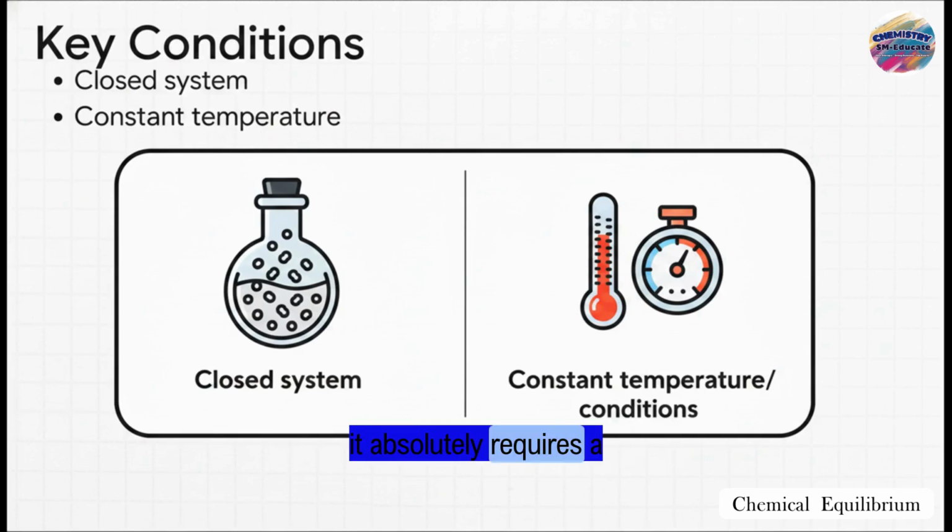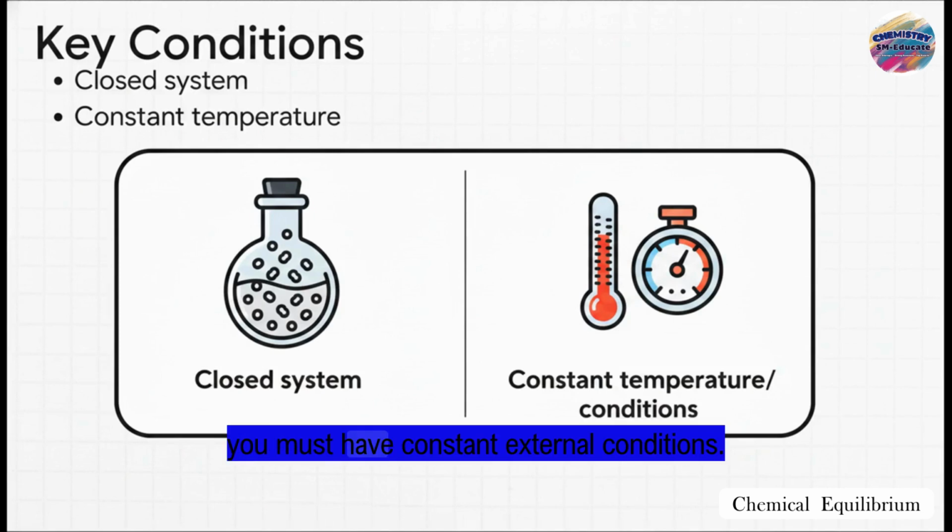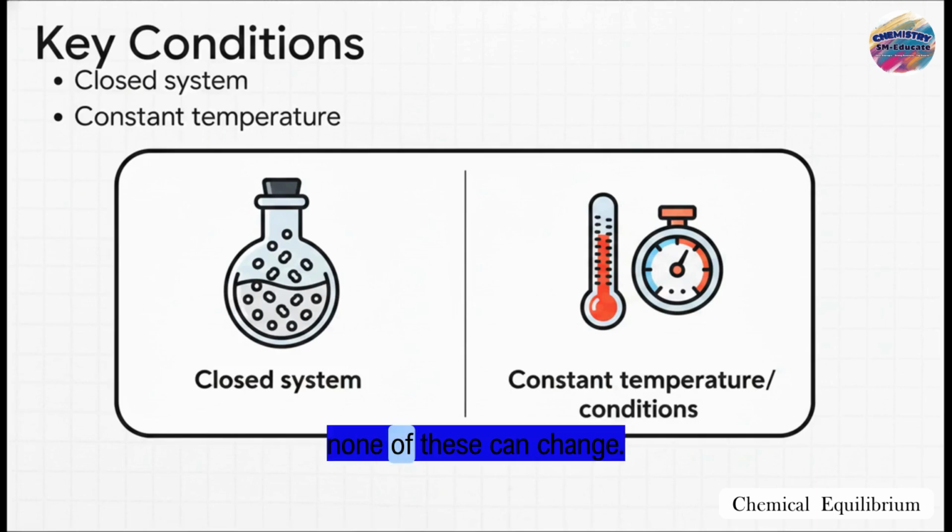First, it absolutely requires a closed system. Think of a sealed glass jar. If you leave the jar open, gases just float away, products escape, and the reverse reaction simply cannot happen because the ingredients are literally gone. Second, you must have constant external conditions. Temperature, pressure, volume, none of these can change. A completely stable, sealed environment is just mandatory for this magical balance of rates to survive.